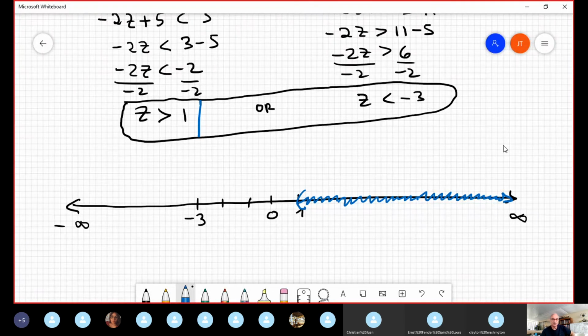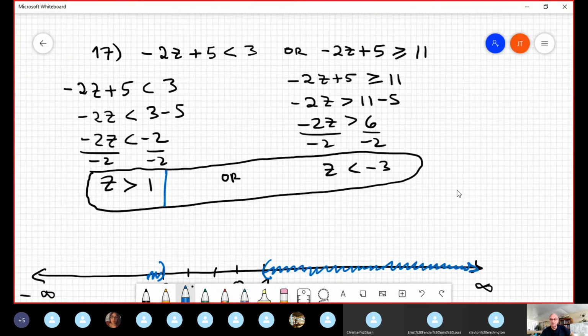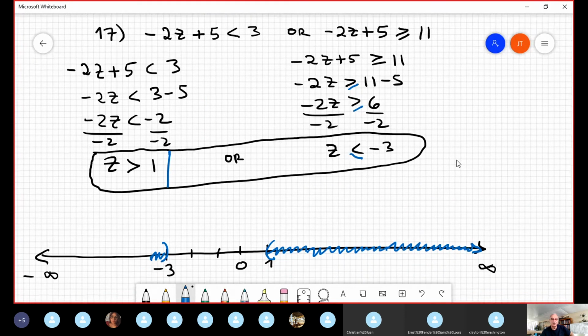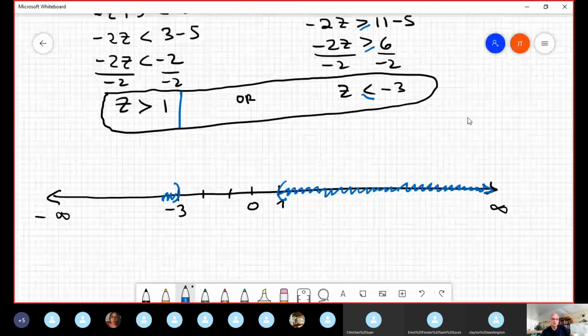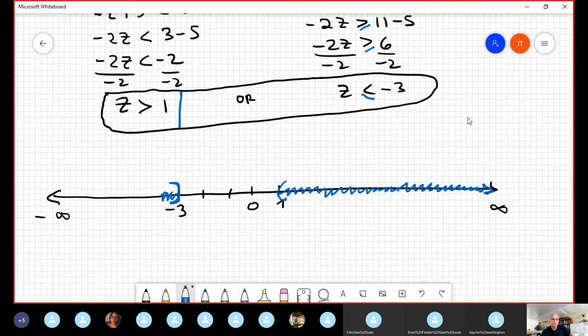The second is exactly the same. It's negative 3. But wait, I made a mistake, no? The mistake I made was, I forgot the equal sign here. Equal sign, equal sign, equal sign. If it is equal sign, then bracket here. So that one. This is the graph representation.